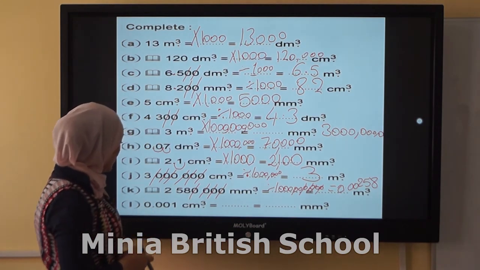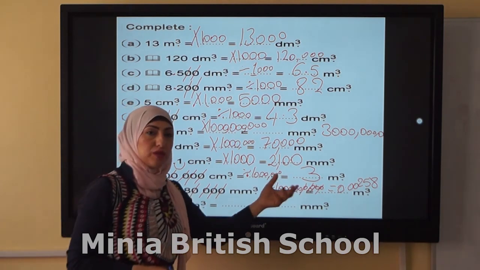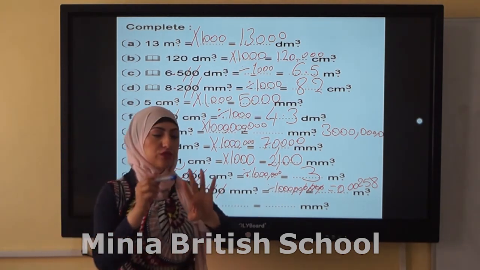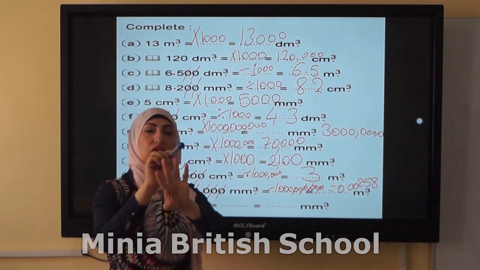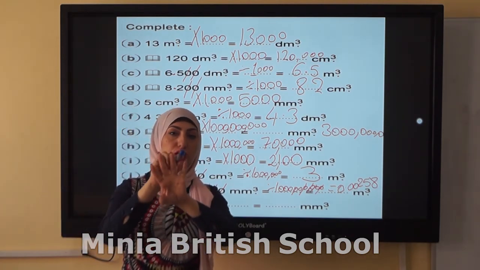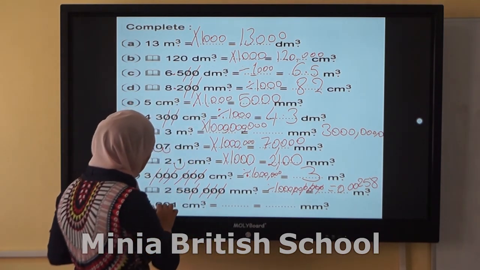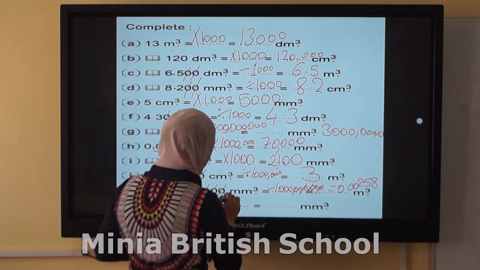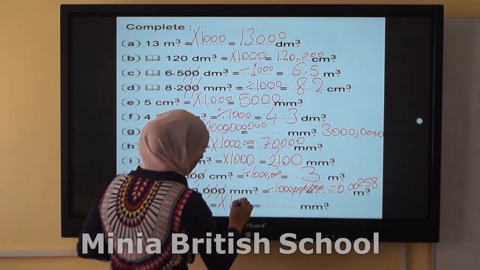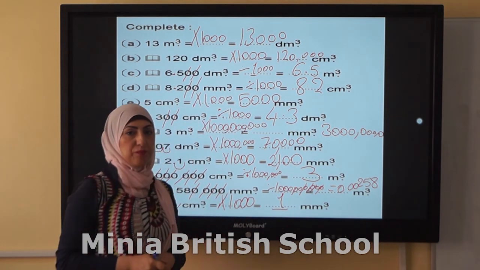You can check by the calculator. Here, 0.001 cubic centimeter equals cubic millimeter. I want to convert from centimeter to millimeter, so I have to multiply. Multiply by 1,000. So here, to multiply by 1,000, 1, 2, 3, so it will be 1 cubic millimeter.